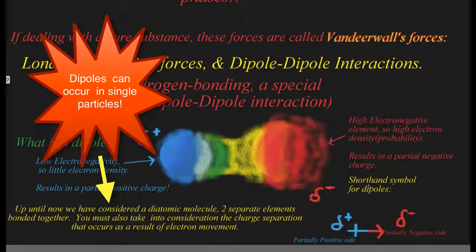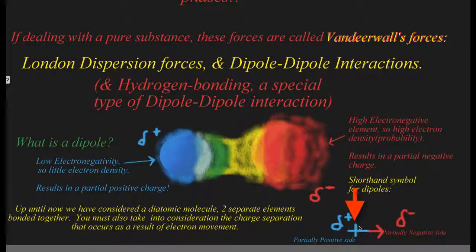The shorthand notation here is the plus sign goes with the partial positive charge, and the minus sign, or the partial negative charge, goes with the arrowhead. This is the shorthand notation. This is indicative of a dipole. So if you ever see that, you know they're talking about a dipole.